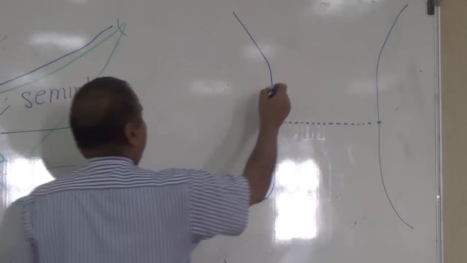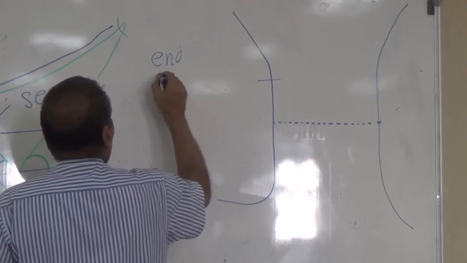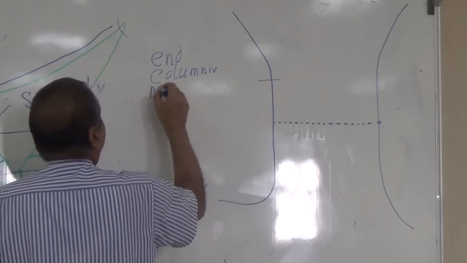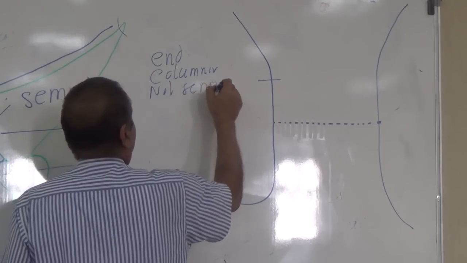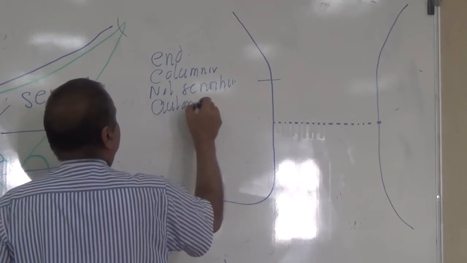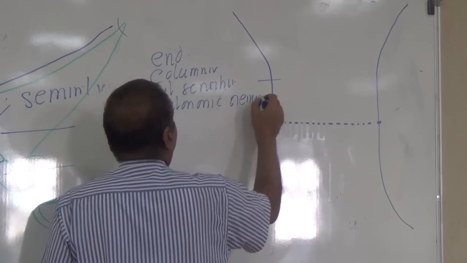The upper half of the anal canal is endodermal in origin. It is covered by columnar epithelium, like the hind gut. It is not sensitive to pain at all, but sensitive to stretch. It is supplied by the autonomic nervous system, so it is insensitive to pain.